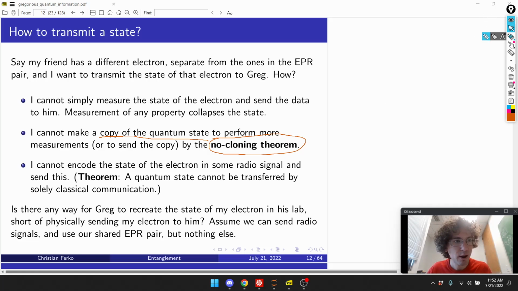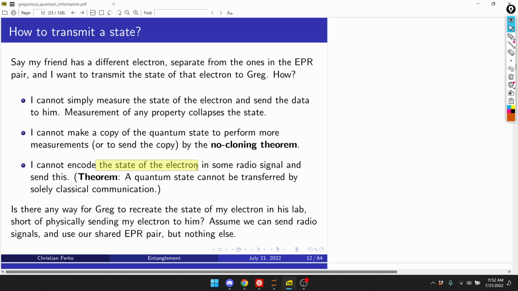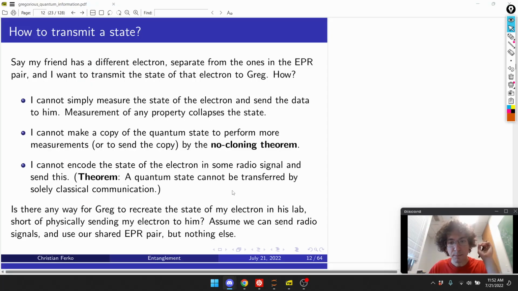Okay, what if you say, okay, fine, don't do that, but just think of some way of encoding the state of the electron, being totally agnostic as to how you do it. Some way of encoding the state of the electron in numbers, and then send those numbers to Greg by the radio signal. I can't even do that, even though that procedure was very general. There's a second theorem. A quantum state can't be transferred by solely classical communication, or by classical communication I mean sending bits via radio signal, the sort of thing we do via Discord. I type something and that gets encoded in bits that goes to you through the internet. You cannot communicate the full state of a quantum system by only classical communication.